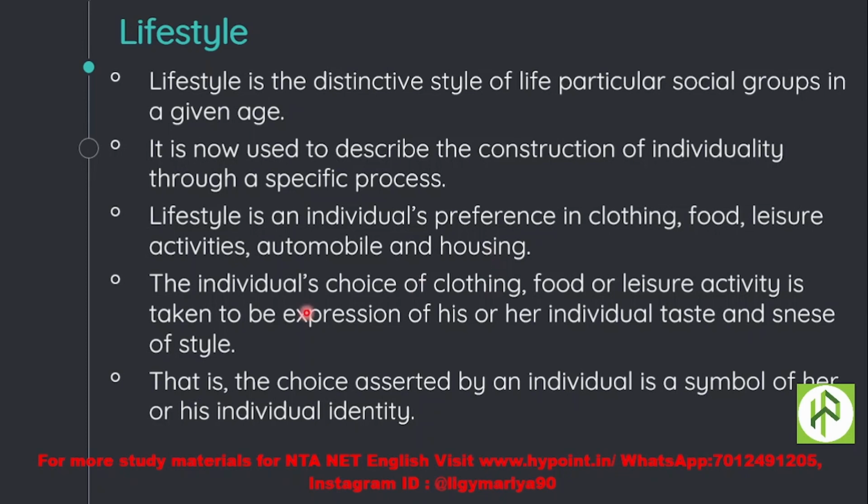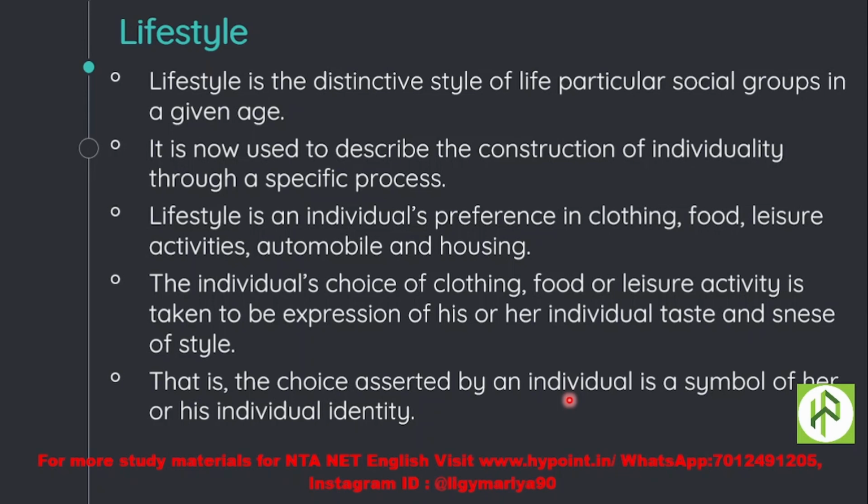The individual's choice of clothing, food or leisure activity is taken to be an expression of his or her individual taste and sense of style. That's how in lifestyle all these things are important, because they are living their life, consuming these things, which gives some perceptions and insights about their individuality, their consumer culture and all. That is, the choice asserted by an individual is a symbol of her or his individual identity.